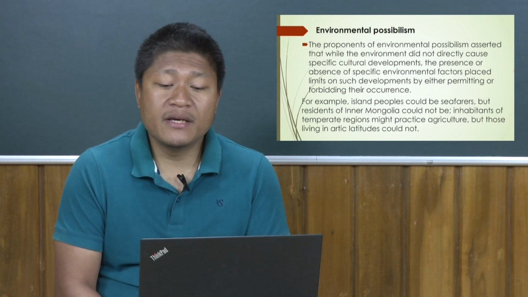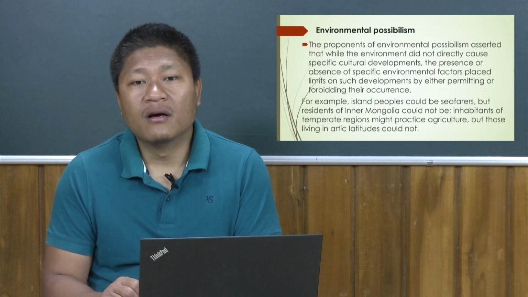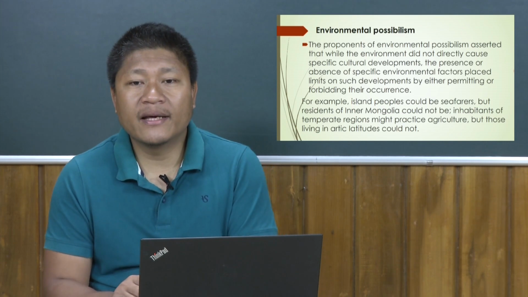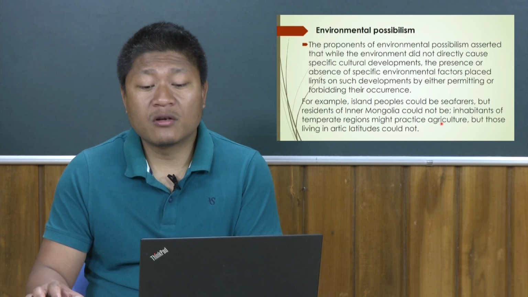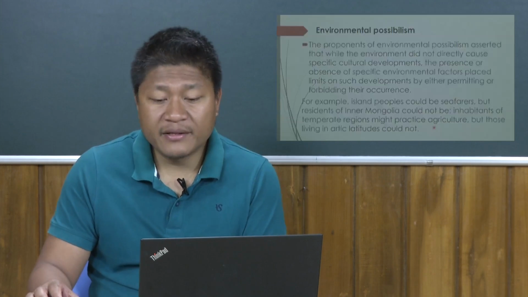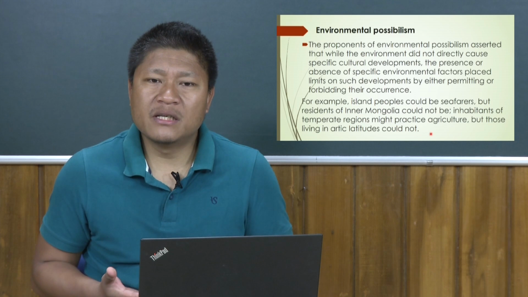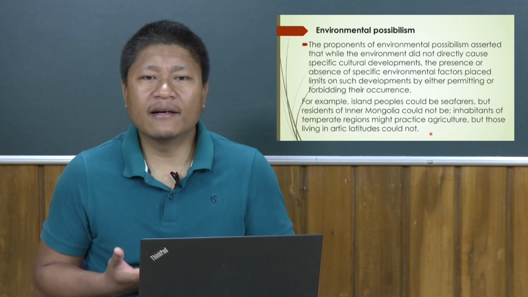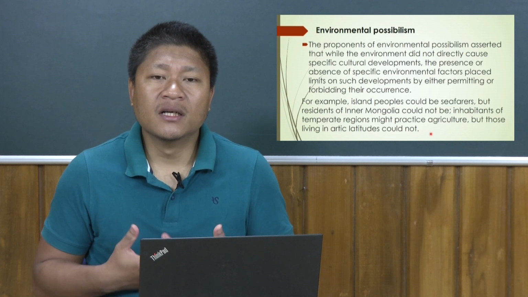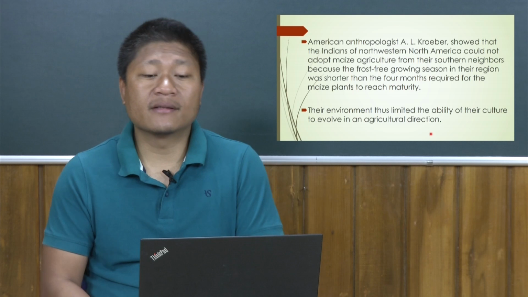For example, people who inhabit an island can be seafarers, but residents of Inner Mongolia could not be, or inhabitants of temperate regions might practice agriculture, but those living in Arctic latitudes could not. Now, there is this possibilism. The idea of possibilism in a sense tends to look at this.